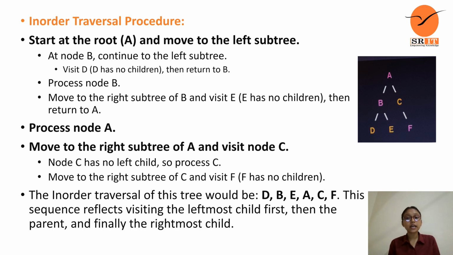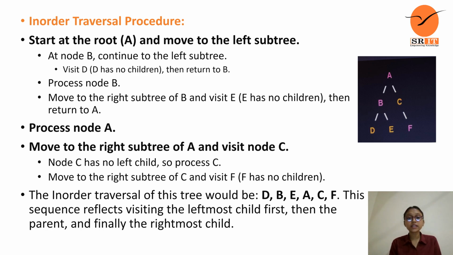Now node C has no children, has no left child. So we process C and then we move to the right subtree of C and visit F. Now we see that F has no children. So finally we end our traversal because A is already processed. So the in-order traversal of this tree would be D, B, E, A, C and F.